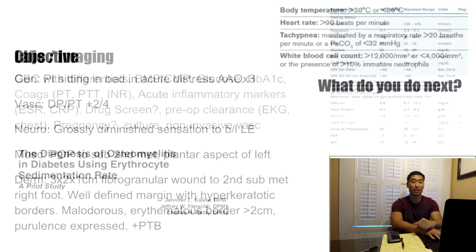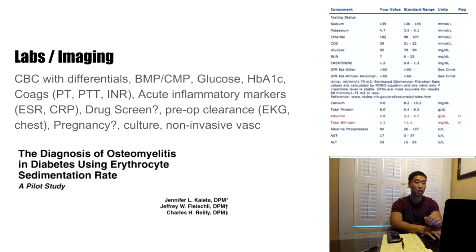So what do you want to do next after the objective part of the examination? You're going to ask for labs and imaging. What labs to order and what imaging to order is very important. Imaging is easy. You always want to order the basic radiograph, an X-ray of the foot. Labs, the basic ones are CBC with differential, BNP, basic metabolic panel.